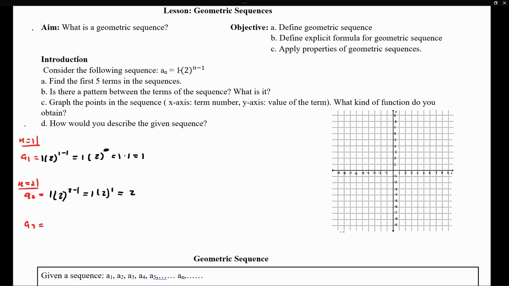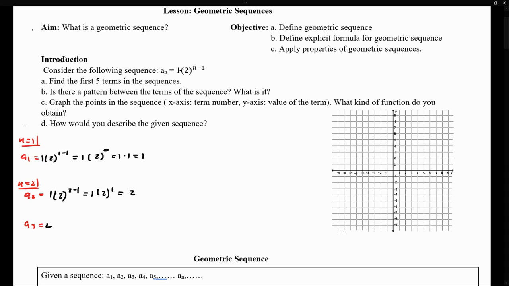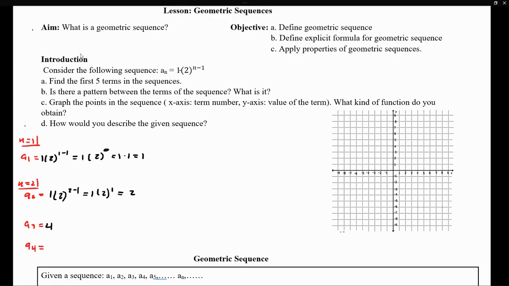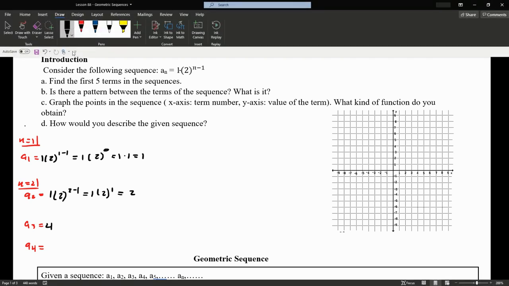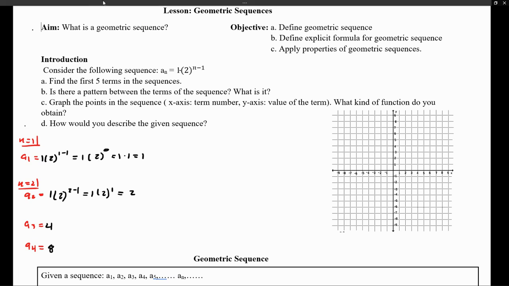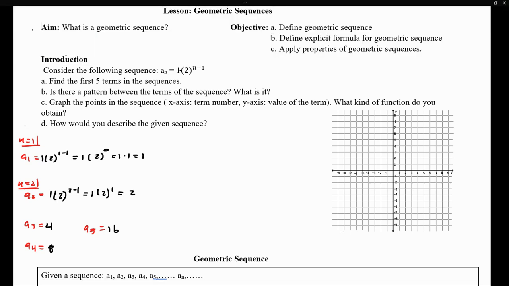My third term, if we plugged in n equal to 3, we would get a value of 4. To get the fourth term, we would let n equal 4, and if we plugged 4 into our equation, we would get 8. And lastly, if we plugged in n equal to 5, our result would be 16. Okay, so here we have our first 5 terms: first, second, third, fourth, and fifth. So we have found the first 5 terms.